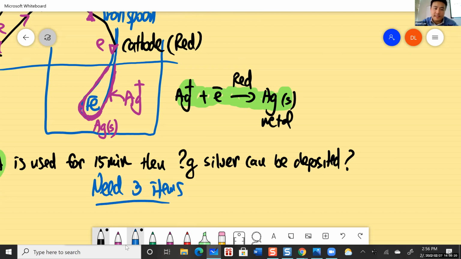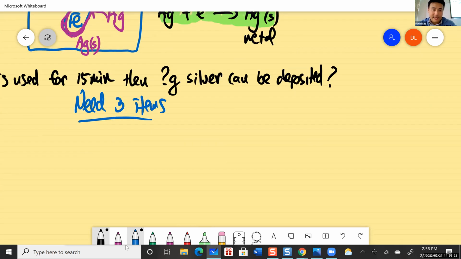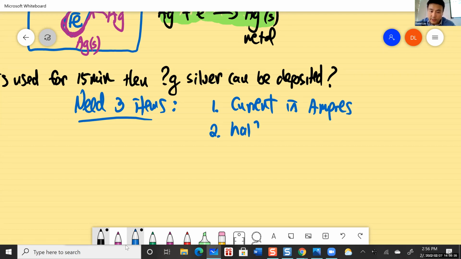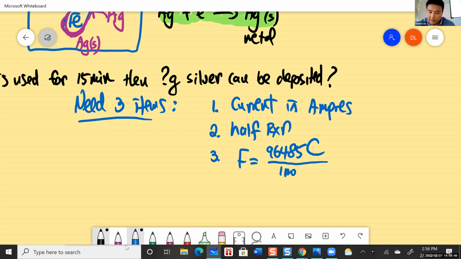Don't memorize formula. Some teachers use formula. This is common sense. Use 3 things. Number 1, I need the current, and current is measured in amperes, right? Amps. How many amps? How many coulombs per second, right? Number 2 I need is the half reaction, which is the reduction of silver. And the third is Faraday's constant, which you memorize: 96485 coulombs of charge is carried by 1 mole of electrons. You need those 3 things and you can answer the question, yeah?